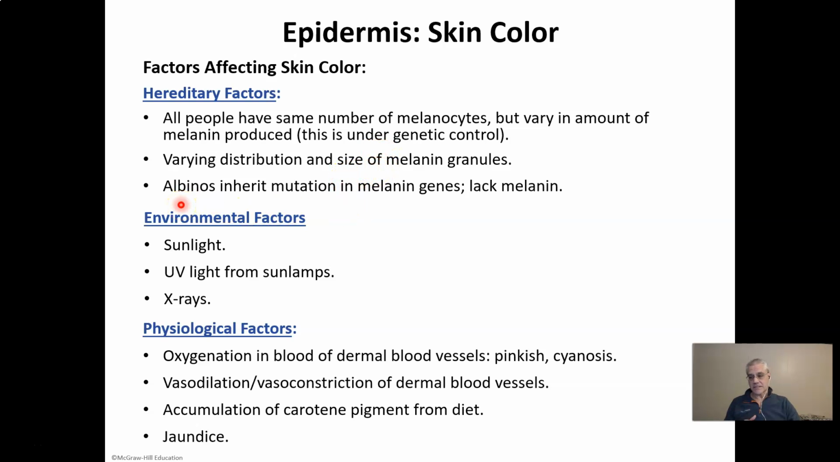Now, there's a condition called albinism, which we'll think of as albinos, right? We call the people who have this problem, this disease, we say they're albinos. They inherit a mutation in the melanin genes, and so they lack melanin, and so they appear to be more white or really clear. It's really interesting to look at a person who has albinism.